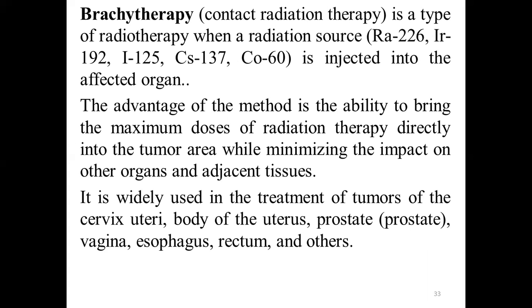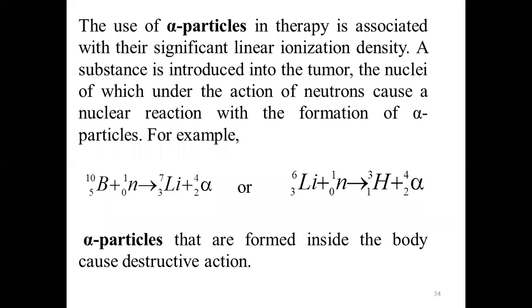It is widely used in the treatment of tumors of the cervix uteri, body of the uterus, prostate, vagina, esophagus, rectum, and anus. The use of alpha particles in therapy is associated with their significantly higher ionization density. A substance introduced into the tumor, the nuclei of which are hit by neutrons, causes a nuclear reaction with formation of an alpha particle. Here you can see an example of such a reaction. Alpha particles that are formed inside the body cause destructive action.